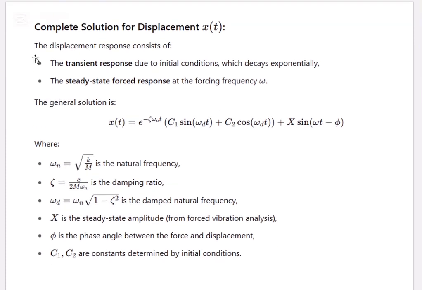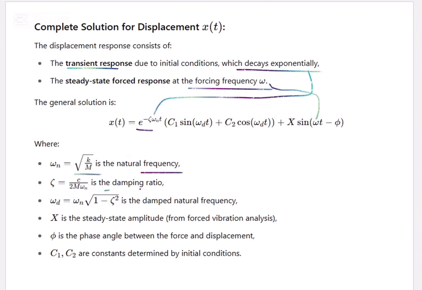The complete solution for displacement is the transient response, which is due to initial conditions and decays exponentially, plus the steady state forced response at the forcing frequency omega. That forcing frequency is this value. The transient is decaying exponentially. Omega n equals the square root of k over m, the natural frequency. Zeta is the damping ratio. The damped natural frequency is omega d. The steady state amplitude comes from the forced vibration relations.